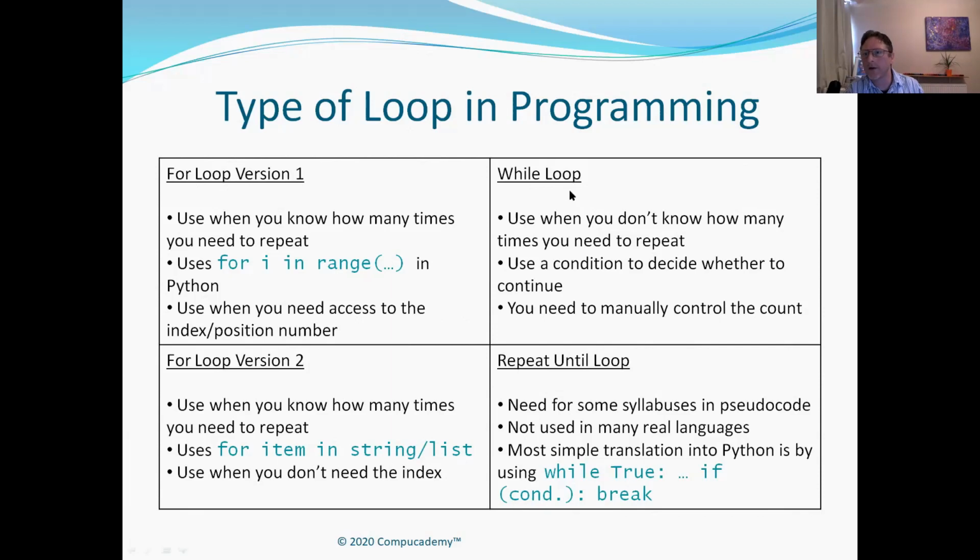If you don't know how many times you're going to repeat, or if for some reason you want to use a while loop anyway, then go ahead, but realize that it's based on a condition and you have to manually control the count in order for that condition to be approached so you can exit the loop. And then if you're doing pseudocode and you need for some reason to translate it into program code in Python particularly, the construct while true, do stuff, if some condition holds break, is exactly parallel to the syntax of the repeat until loop. So that's my recommended way of translating that.